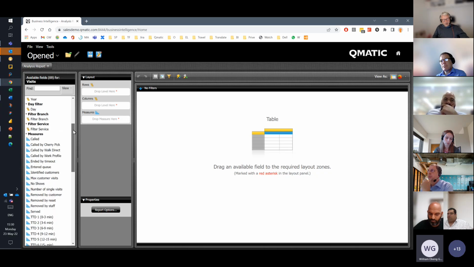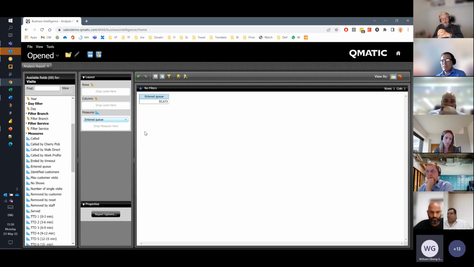So one thing I want to know is how many customers did actually enter the queue. And there's a metric for that. It's called entered queue. So I drag that in. And in total, in this system, I have 55,000 something customers. So this is customers who walked in or took a queue number, you could say. Make sense? Now, something else is how many of those were called, which is this one.